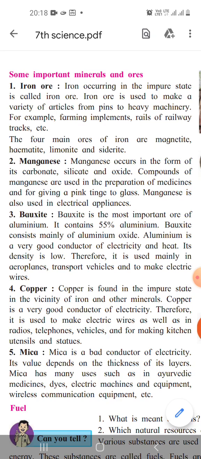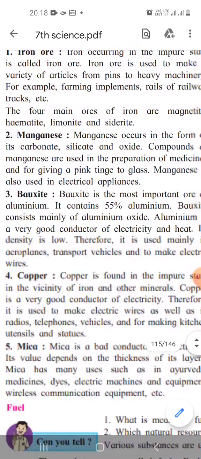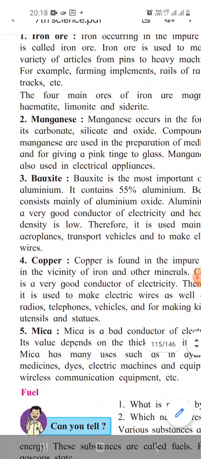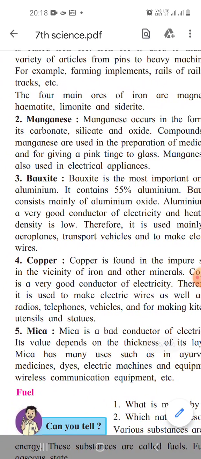Second, manganese. Manganese occurs in the form of its carbonate, silicate and oxide. Compounds of manganese are used in the preparation of medicine and for giving a pink tint to glass. Manganese is also used in electrical appliances.